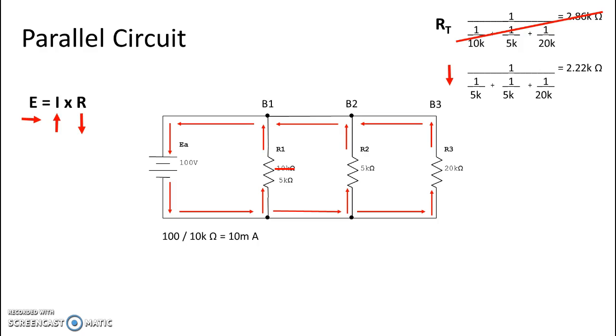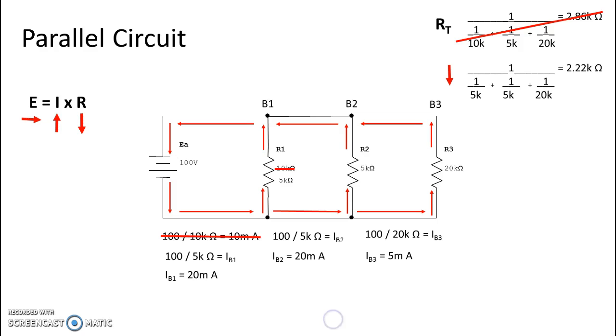We look at branch 1, and we did originally have 100 volts divided by 10k, which gave us 10 milliamps. But now, of course, we have 100 volts divided by 5k ohms, which will give us a new branch current of 20 milliamps. And we do the same thing. We look again at branch 2, but we know the values in branch 2, 100 volts divided by 5k ohms, has not changed, and so we still have 20 milliamps in branch 2. And again, we look at branch 3, we have the same 100 volts divided by the same 20k ohms, and again, we do not see a change, so it has the same 5 milliamps of current.